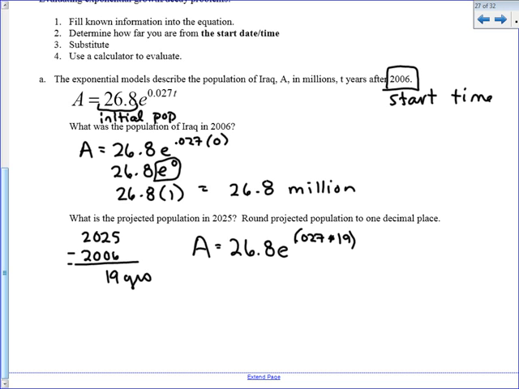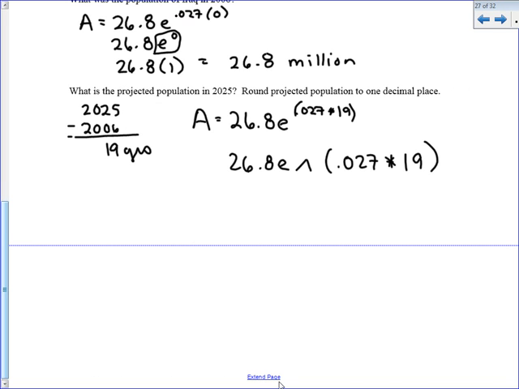So let's talk about the different calculators. Let's start with the graphing calculator, folks. You can enter this all at once. You don't need to do this piece by piece. So for graphing calculators, type in your 26.8 and then hit second and the ln button, that's our natural log. If you hit second ln, you should see it looks like this, 26.8 e up parenthesis. Then type in 0.027 times 19 and close the parentheses. And that'll give you your answer.